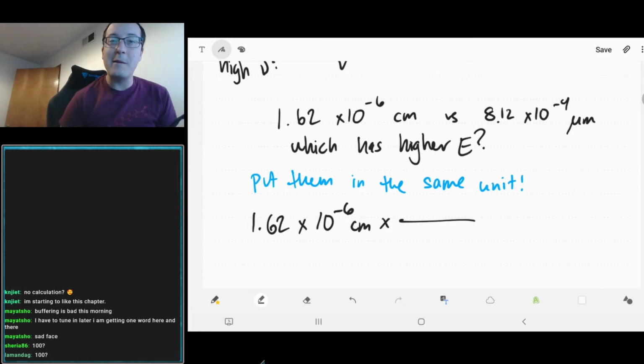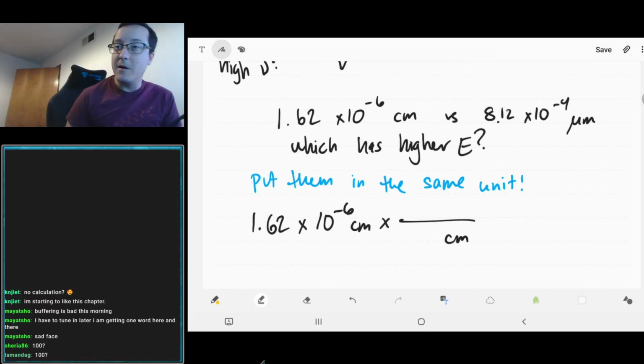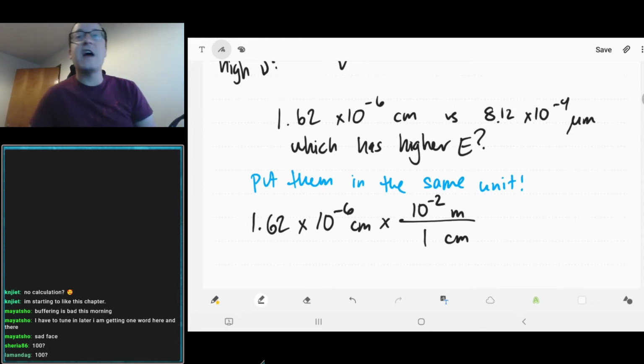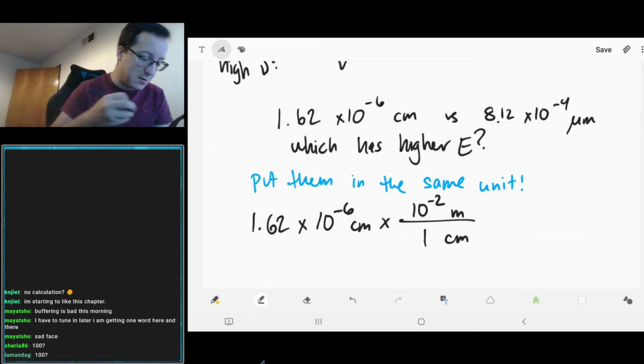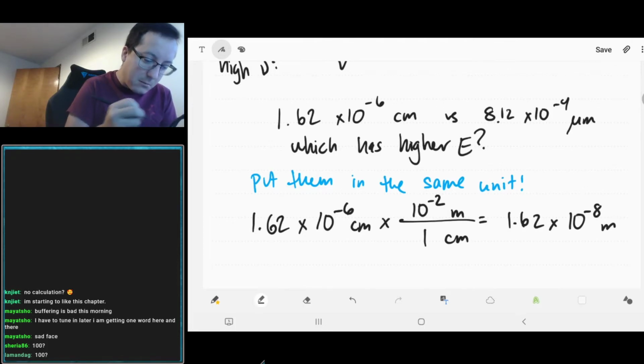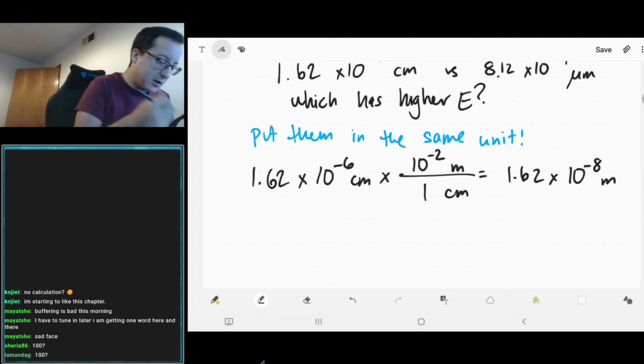So hopefully remember our metric conversions here. Remember, we're going to want to put cm on the bottom, meters on top. And if we remember our happy chart that's in Discord for us, remember that 10 to the minus 2 meters is the same as 1 centimeter. And so that's going to be 1.62 times 10 to the negative 8 meters. Okay, nothing new, just unit conversion.